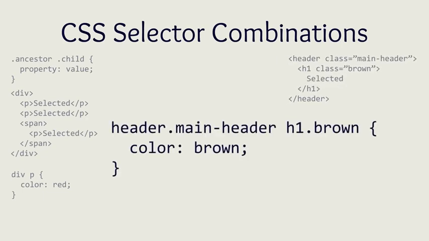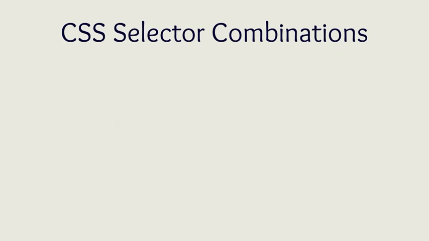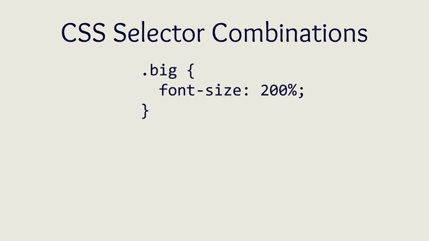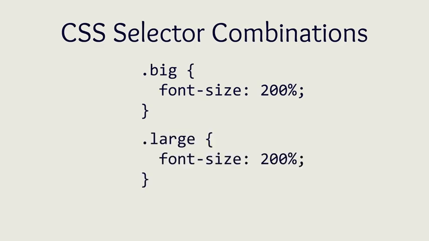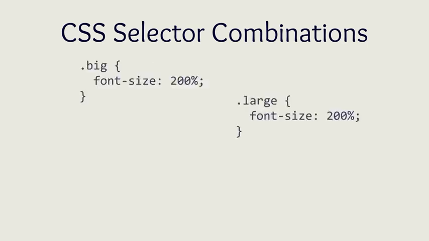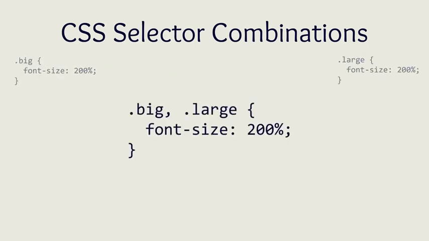The last common combination of selectors is when you want to share a set of style properties and values between multiple selectors. If you have a class big and another class large that both have the same style properties and values, then you can combine these selectors into one selector by using a comma between the selectors. This allows you to avoid duplication.